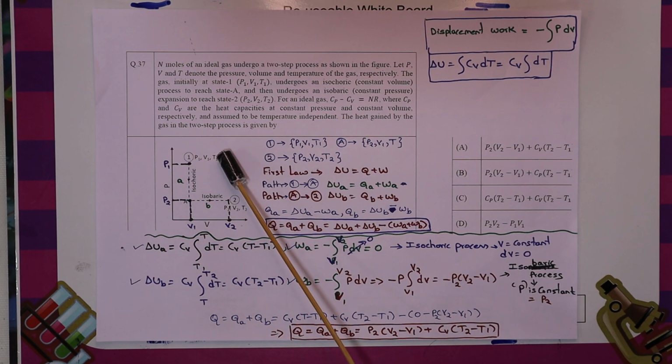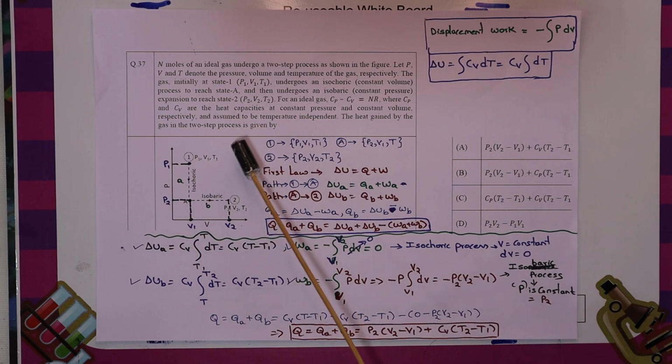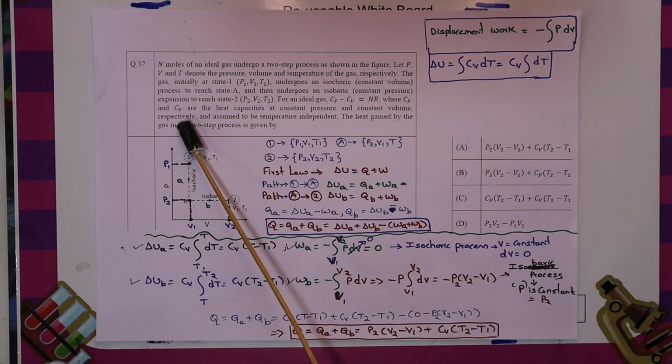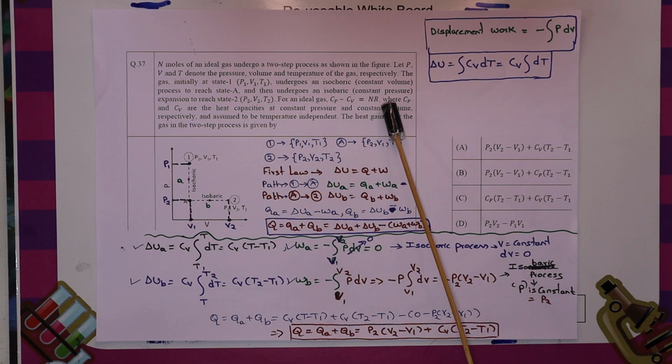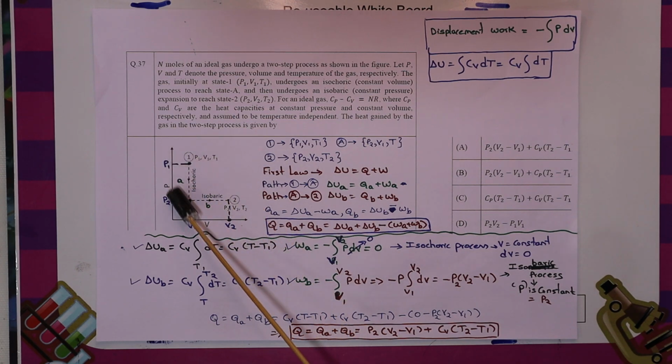At state 1, the temperature is T1. At state 2, the temperature is T2. At state A, it is not given. Let us assume there is a certain temperature, which is called T, at state A. So what are we supposed to find out? For an ideal gas, Cp minus Cv is equal to nR, where Cp and Cv are the heat capacities at constant pressure and constant volume respectively, and assumed temperature independent. The heat gained by the gas in the two-step process is given by, that means the system is brought from state 1 to state 2 through state A, then we have to find out what is the heat involved during this entire process.